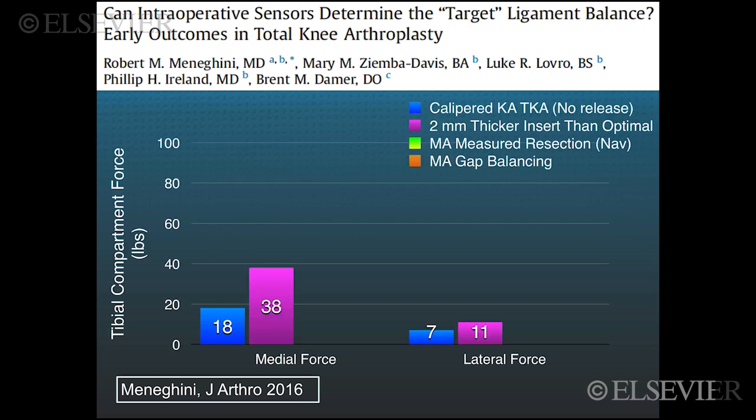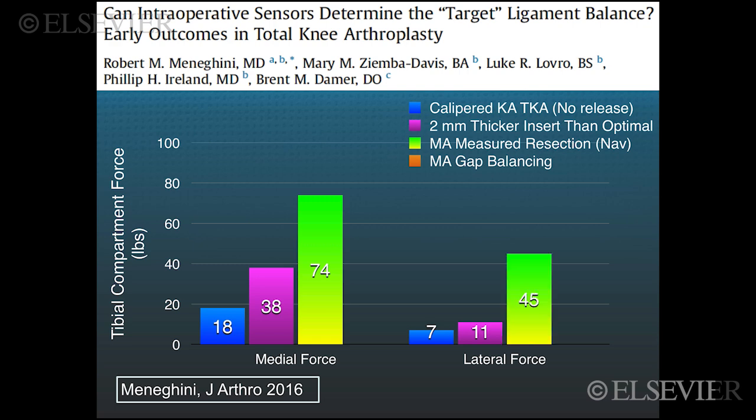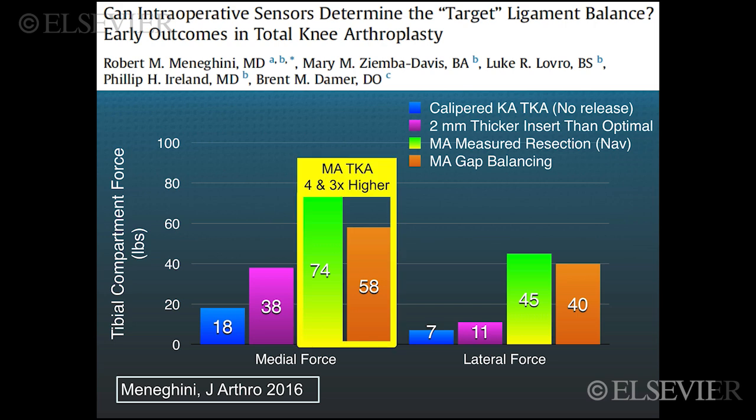We're indebted, as I said, to Meneghini because if you look at their group of patients treated with mechanical alignment with measured resection checked with navigation, the medial compartment after they did releases was 74 pounds, and the lateral compartment was 45. And if we look at what happened when they did gap balancing, 58 in the medial compartment and 40 in the lateral compartment. These values are 4 to 3 times higher than the native force or the calipered kinematically aligned TKA without release, and 6 to 5 times higher in the lateral compartment, and they're worse than just putting in a 2 millimeter thicker insert.